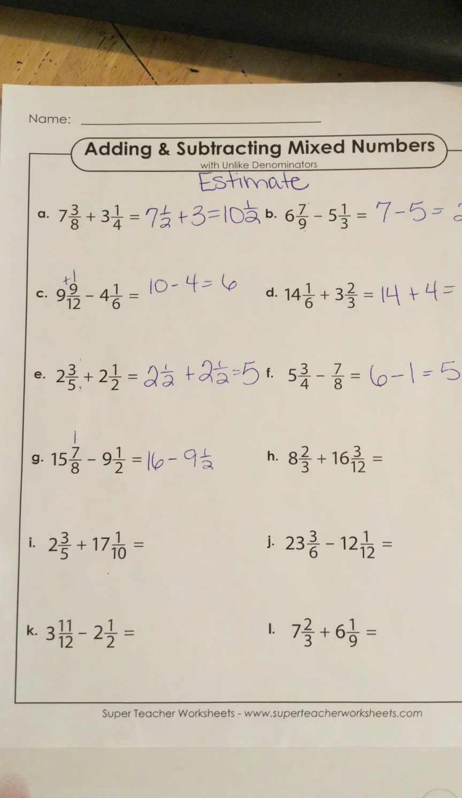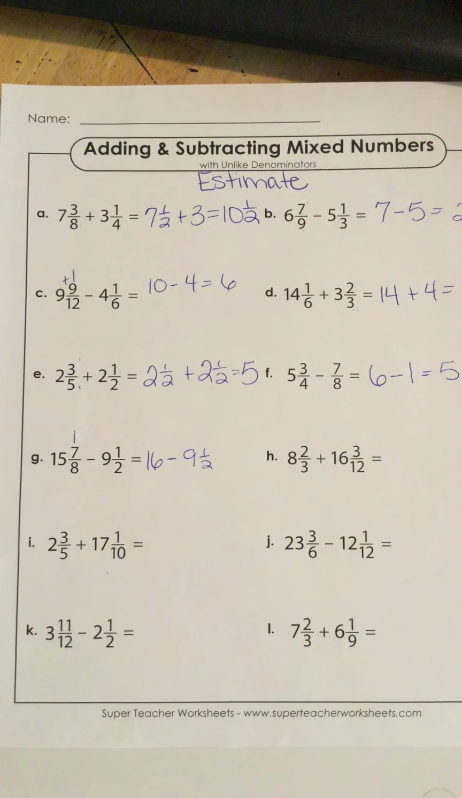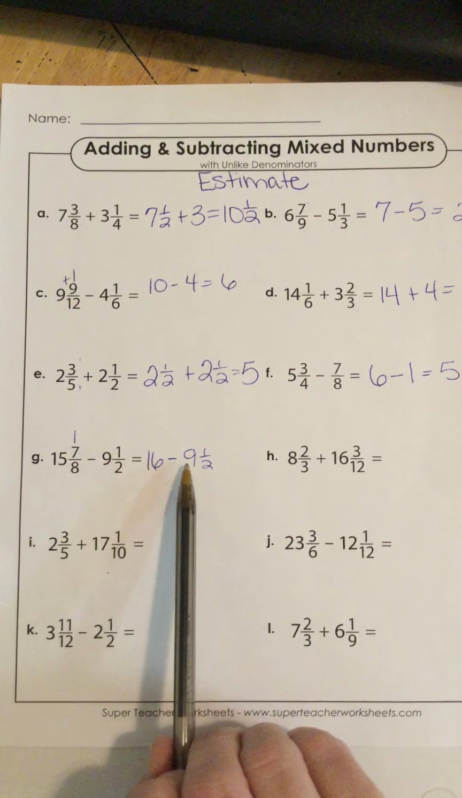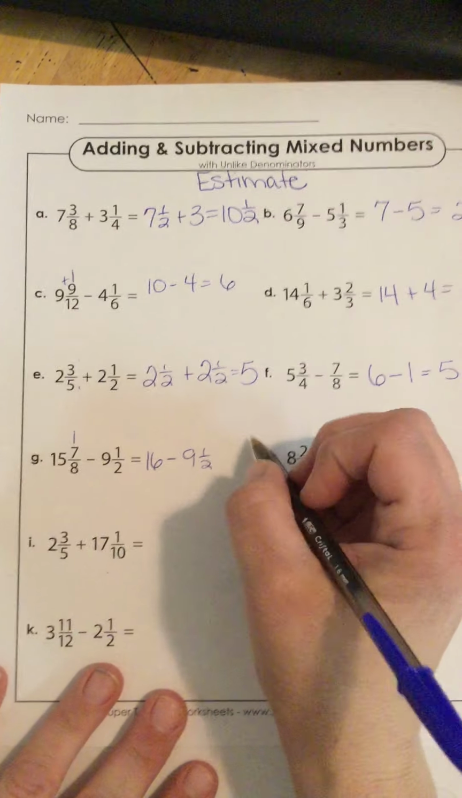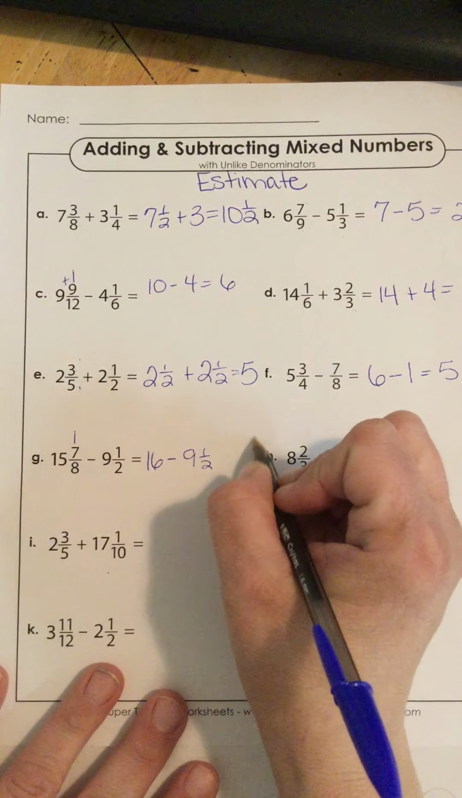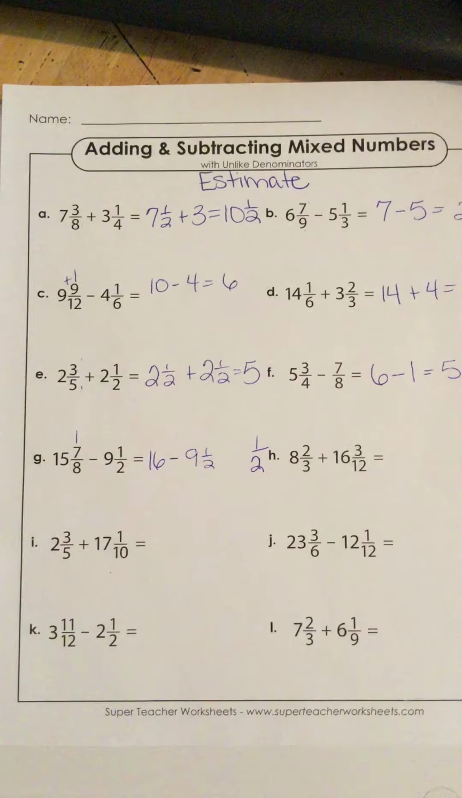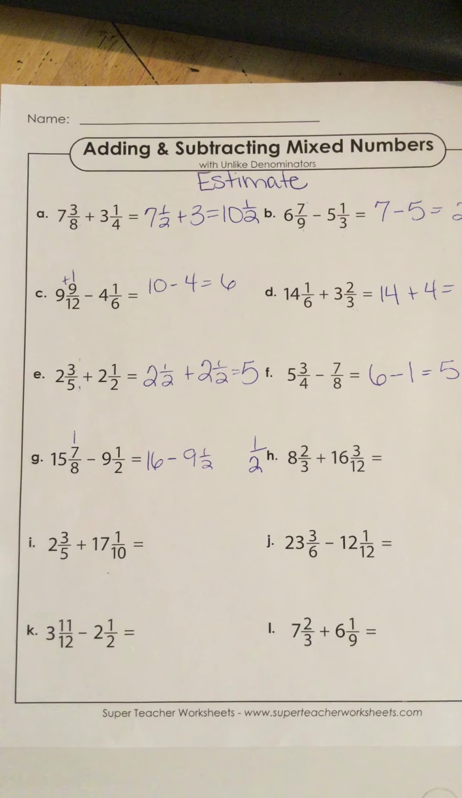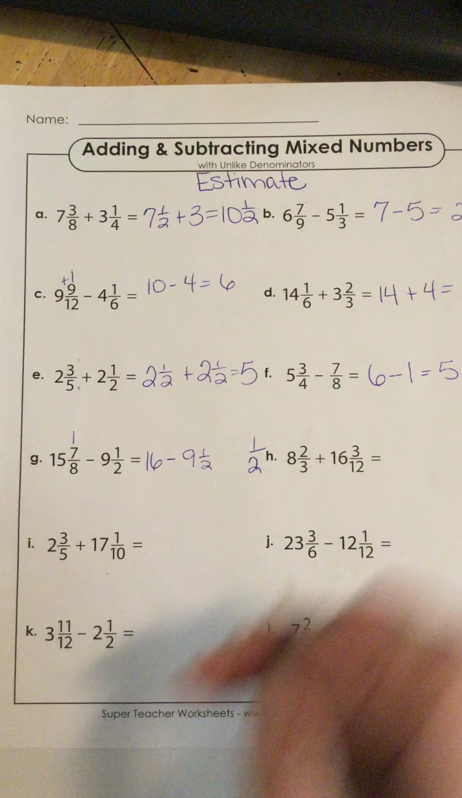All right, here's where it's going to get tricky. You can't do 16 minus 9 and then leave a half. Okay, so if you count up from 9.5 to 10, that's 1/2, right? And then 16 minus 10 is 6.